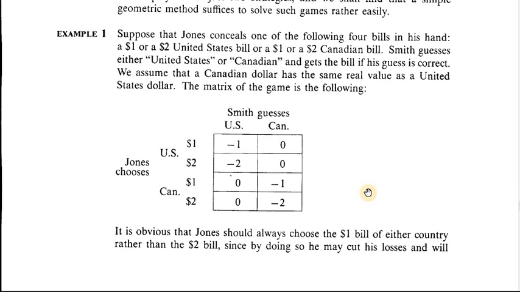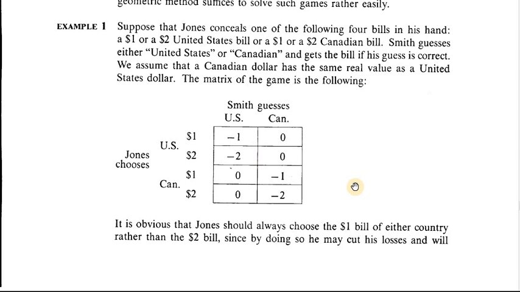Now, if you look at it, Jones always does better by using the $1 bill. You see why that is? Because whether it's a $1 or $2 American bill, Smith is going to win it if he guesses US. Right? So why not put in the $1 bill and he'll only lose 1? No reason to put in the $2 bill. That's a gratuitous loss. Same with Canadian. No reason for Jones to choose the $2 bill, because if Smith guesses US, he won't lose it, but if he guesses Canadian, he's going to lose $2 instead of $1. So these two strategies are useless.